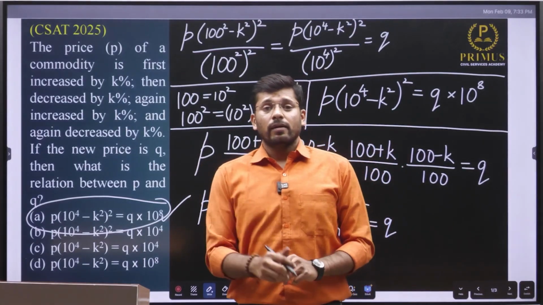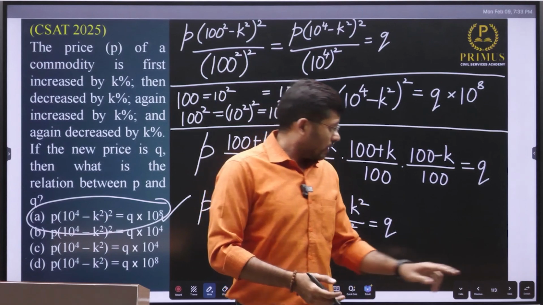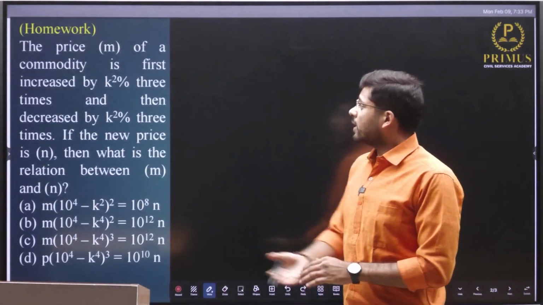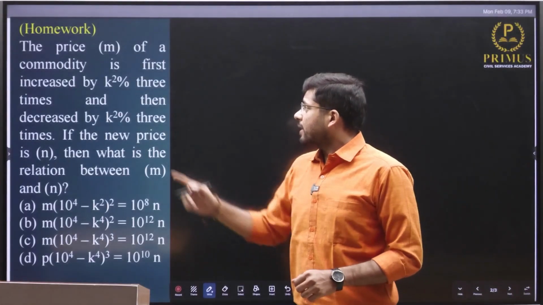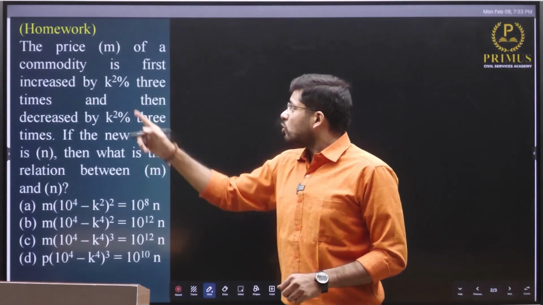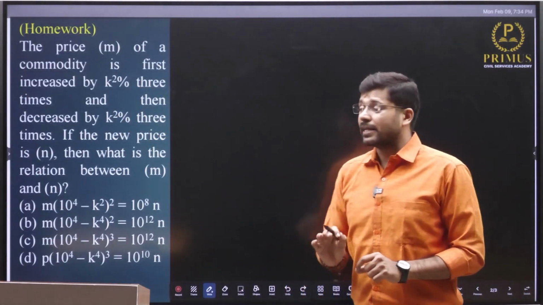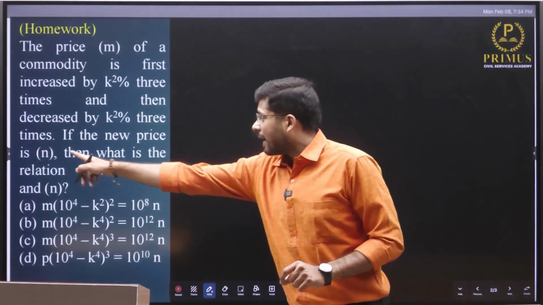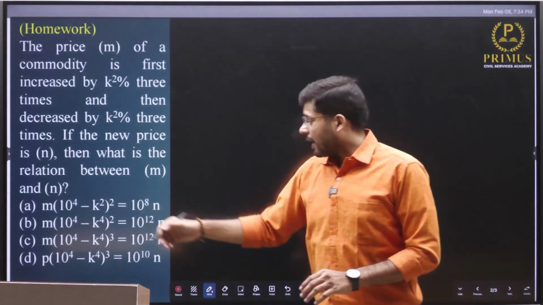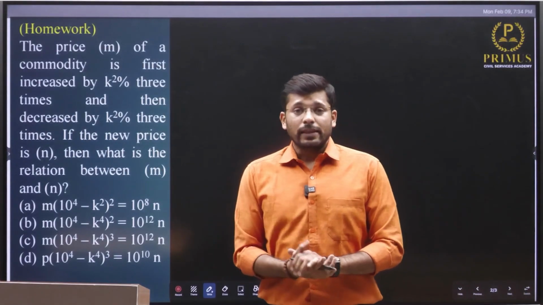So we learnt 3 basic concepts to solve this question. Based on this, you have this homework question to solve. Again, price M is increased by k square percentage 3 times and decreased by k square percentage 3 times, and the final price happens to be N. What is the relationship between M and N? Do solve this and leave your answers in the comments. We shall discuss this solution in our next video.